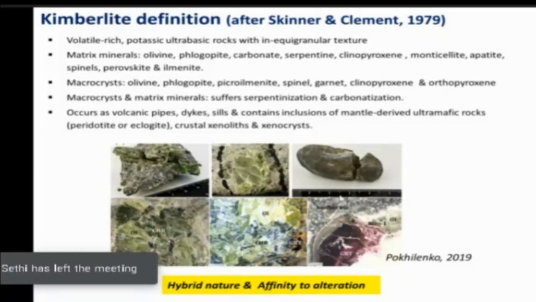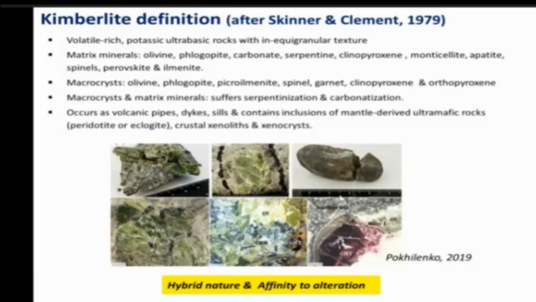And as I told previously, it is formed by mantle-derived magmas. These magmas are characterized by high volatile content, especially carbon dioxide and water, present to a fraction of as much as 5% to 10% by weight. And these are also potassic, which is represented by less than 0.5 weight percent of sodium oxide and about 3% of potassium oxide. This rock is also deficient in aluminum oxide.